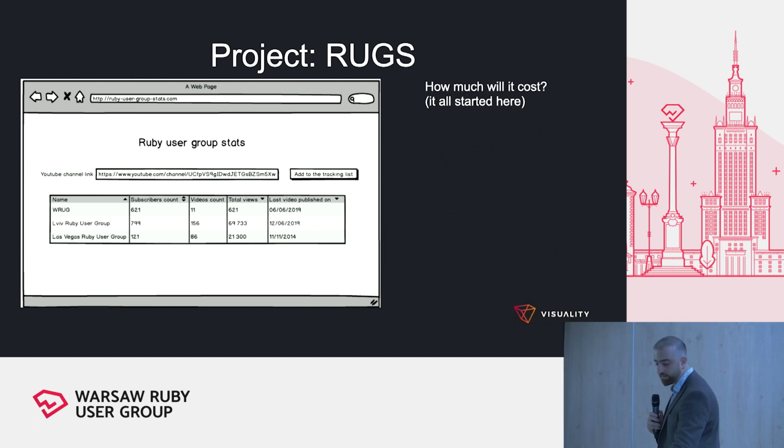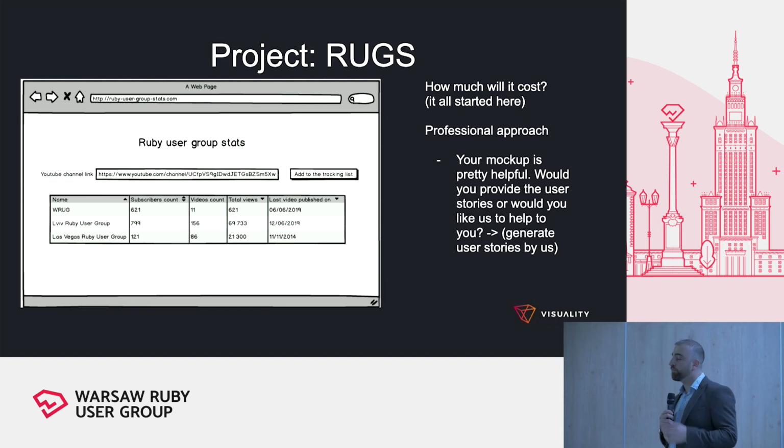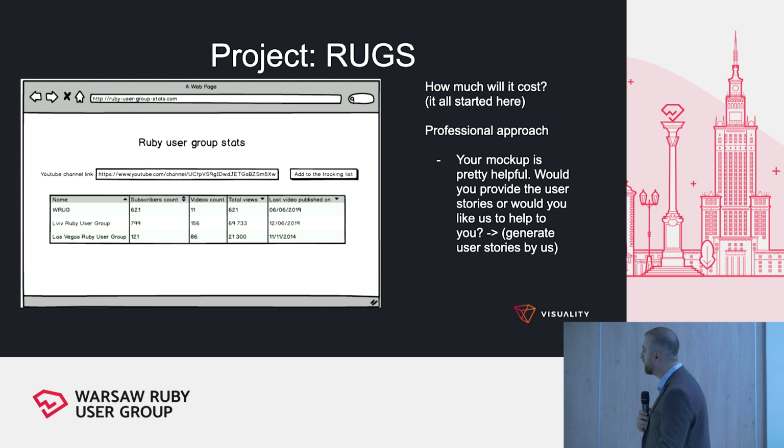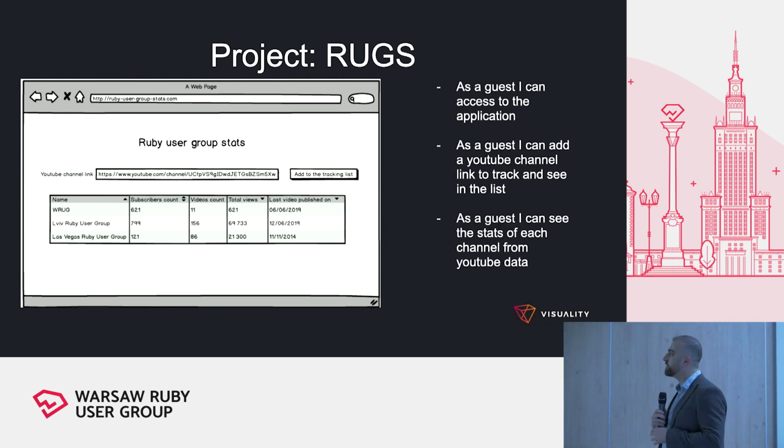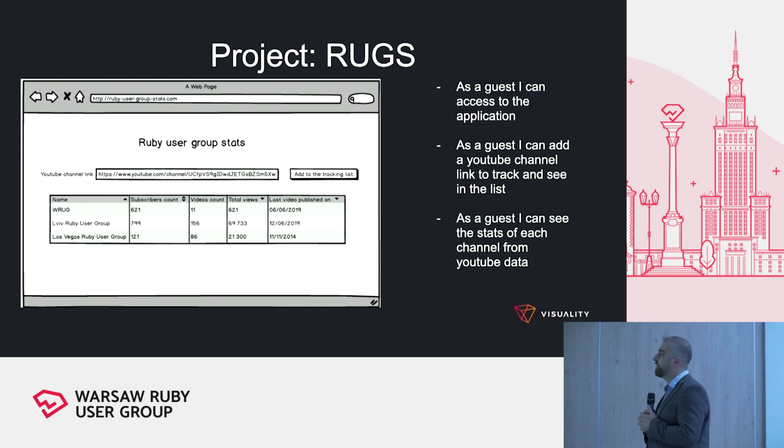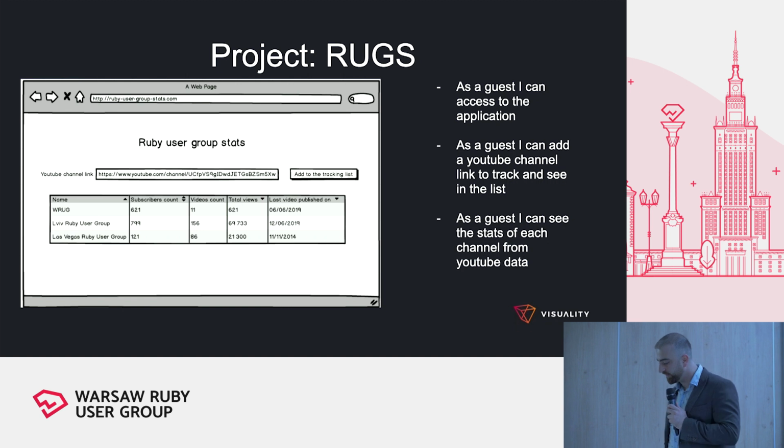When the same question is asked, the professional approach would be first getting the user requirements. I would tell the project requester that your mockup is pretty helpful. Would you provide the user stories or would you like us to provide them? Let's say we are providing the user stories. The user stories are: as a guest, I can access the application. As a guest, I can add a YouTube channel link to track and see in the list. As a guest, I can see the stats of each channel from YouTube data. These stories should be helpful for us to complete this project.